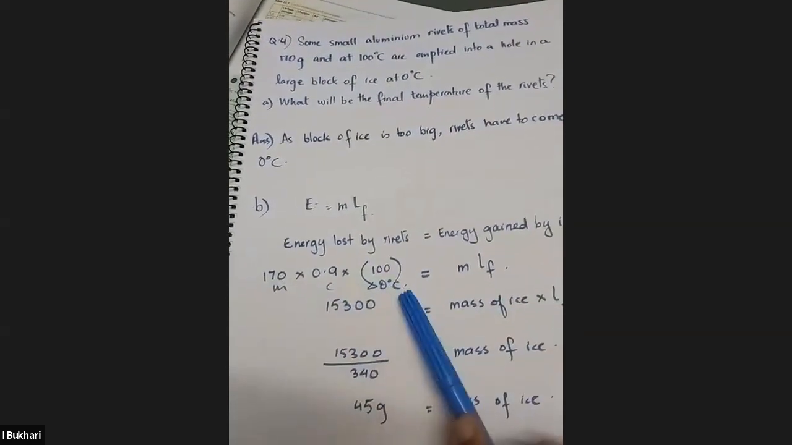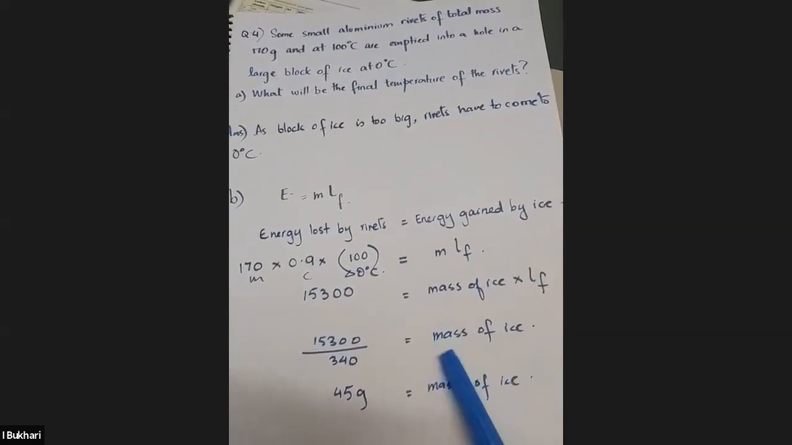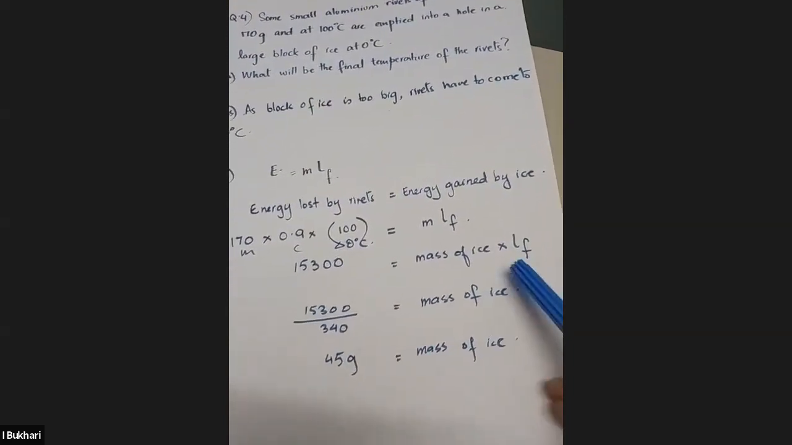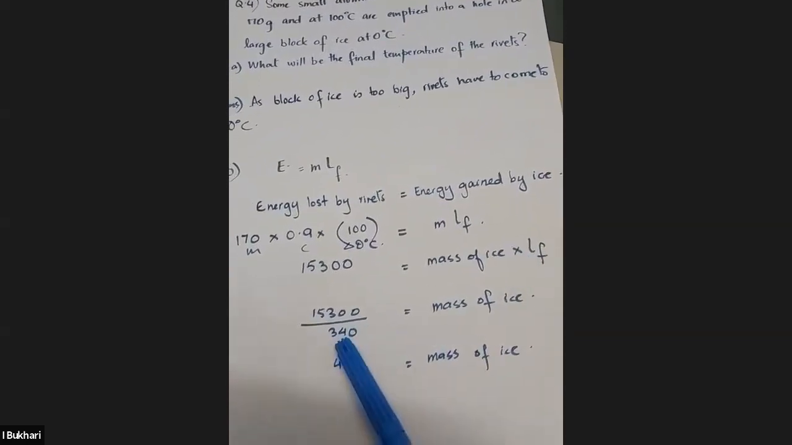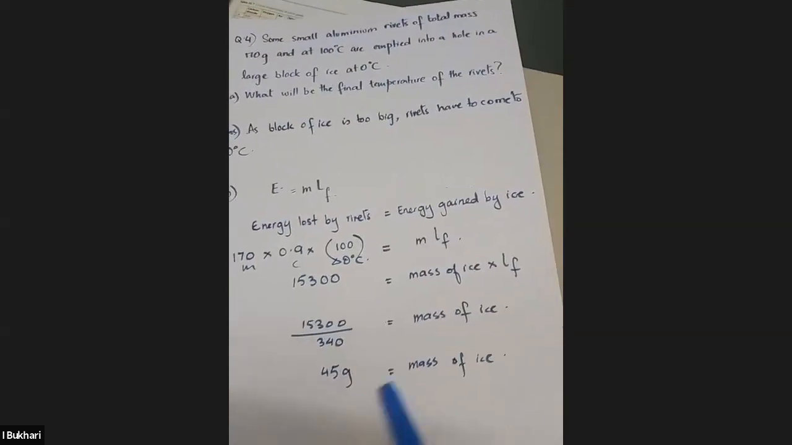And when we multiply all these three, we get 15300. And then the rest is algebra, right? And the latent heat of fusion is 340. I divide it and I get 45 grams of ice.